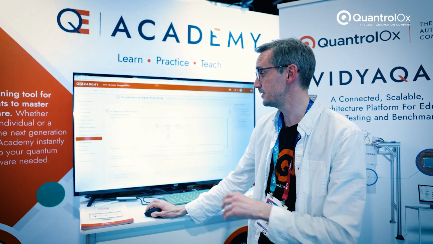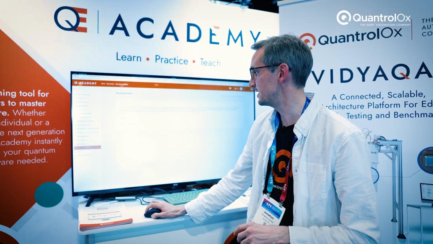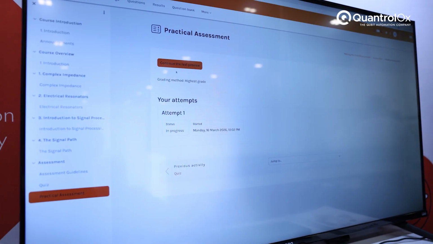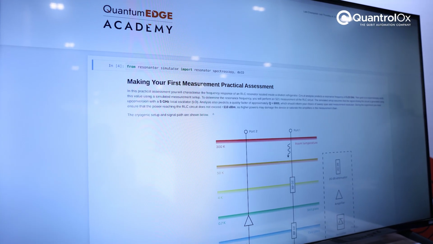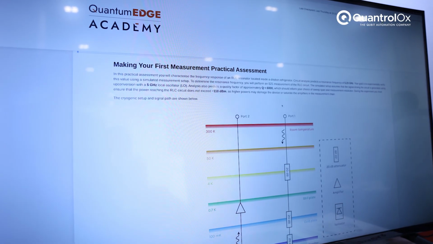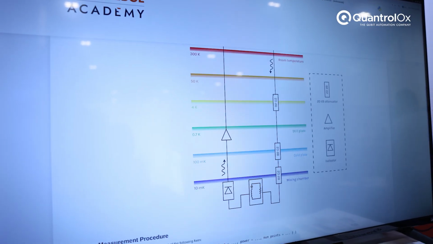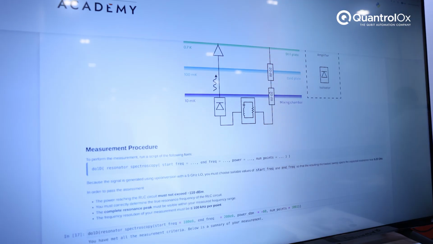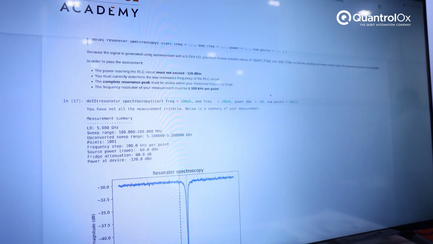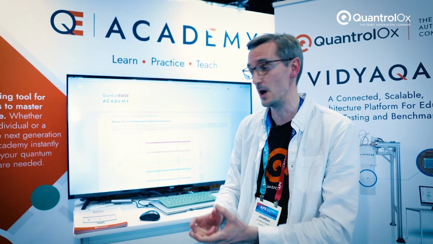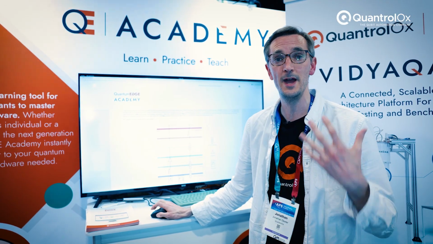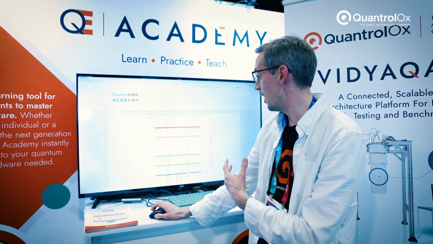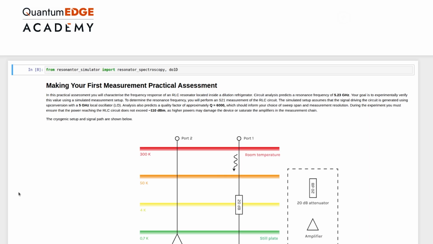And at the end of this, they will take a practical assessment. The idea behind this practical assessment is that the student will have to use the knowledge and understanding they've gained throughout the course to make a measurement on a simulated quantum system. But the catch is that this system is, imagine, incorporated into a real laboratory environment. For example, we can see here that in this practical assessment, the student will make an S21 measurement of an RLC resonator, but the resonator itself is situated inside a dilution refrigerator.